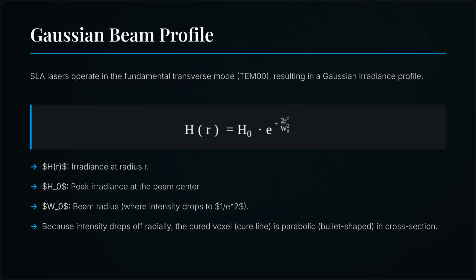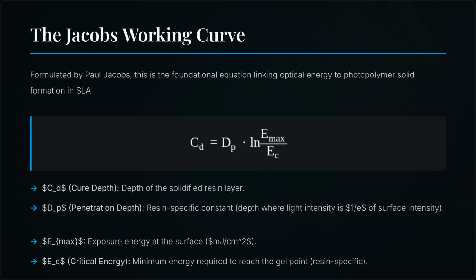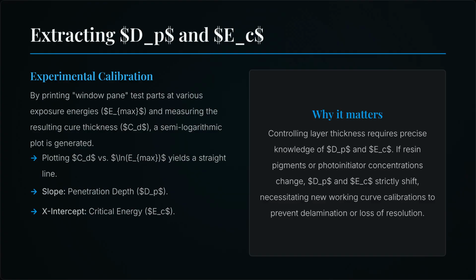The laser's Gaussian beam profile results in a parabolic or bullet-shaped cure line. Understanding this profile is important for predicting voxel dimensions. Finally, the Jacobs working curve provides the fundamental relationship between optical energy and the depth of the solidified resin in SLA processes. Understanding resin behavior is critical.